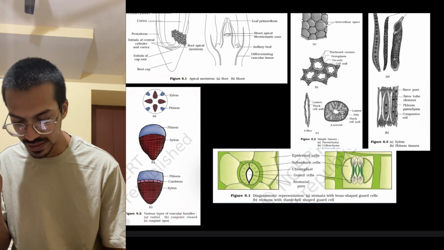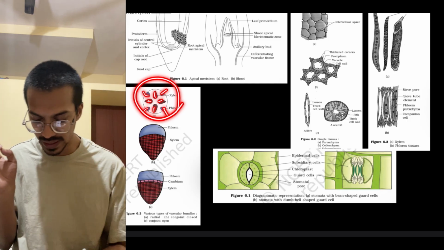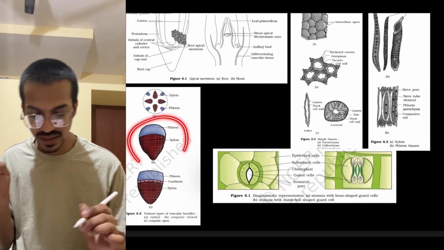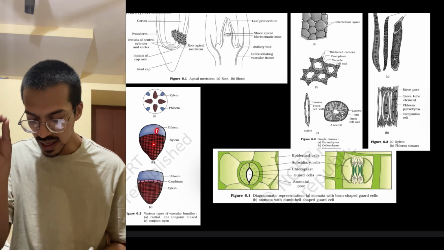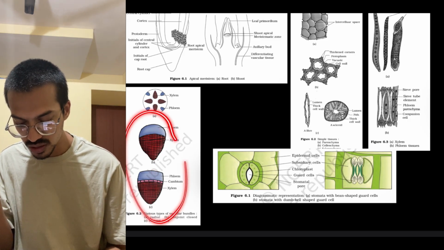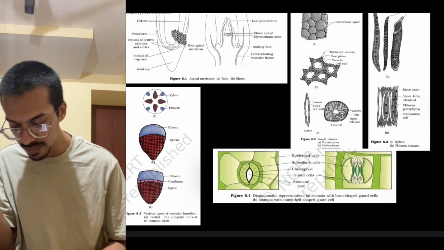So in the roots, it's radial. This is the xylem and this is the phloem, present at two different radii. Whereas in the stem, they are present together, so they could be conjoint in these cases. And in these two cases, this is closed because there is no cambium present, as seen in the monocot stem.